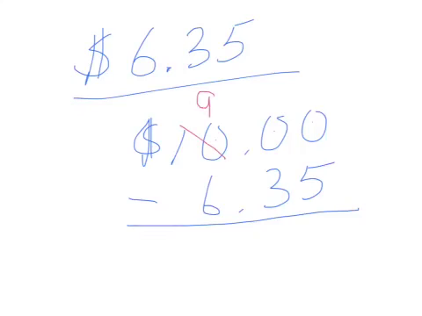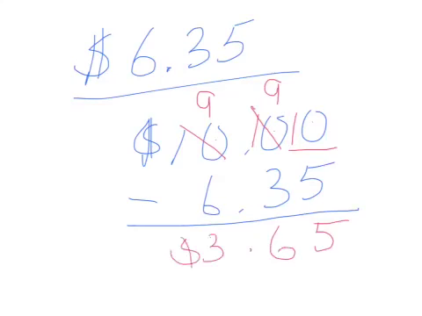make that a 9, regroup the 10 that we borrowed, regroup again, and then this ends up being 10, because we took 1/10 and made it 10/100ths right here. That is equal to 10/100ths. So now we have 10 minus 5, which is 5. 9 minus 3 is 6. And 9 minus 6 is $3.65.